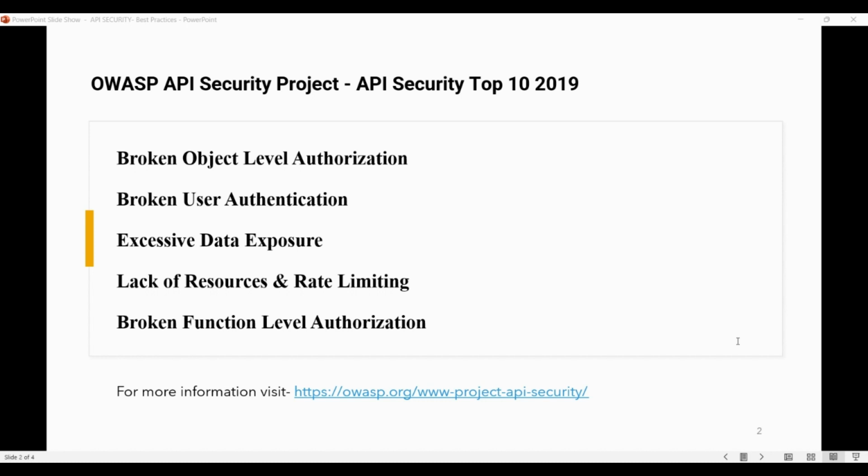So these are 5 out of the 10 top security vulnerabilities in APIs as documented by OWASP, the Open Web Application Security Project. We'll discuss the other 5 vulnerabilities and their prevention mechanisms in the next part. For more information on this, you can visit owasp.org and locate their API security project. They have provided a detailed scenario based analysis of the situation and detailed prevention mechanisms in their documentation.